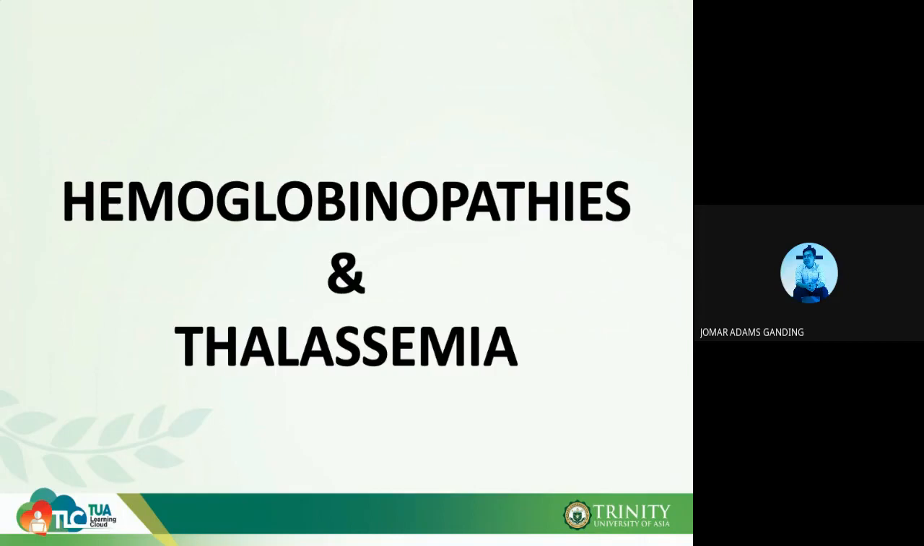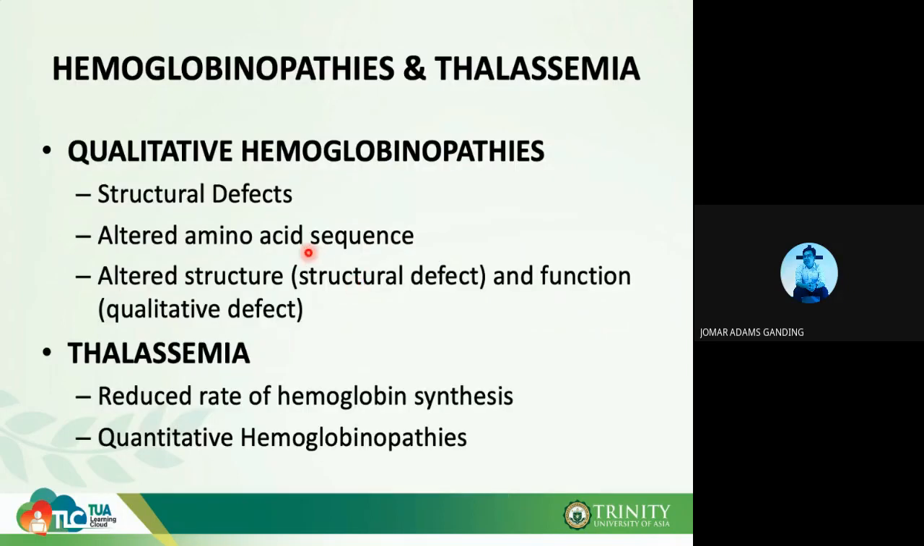But the difference, and why we have thalassemia separate, is that qualitative hemoglobinopathies are called structural defect hemoglobinopathies, okay? Your structural defect hemoglobinopathies. This is due to an altered amino acid sequence. Because there is a mutation in our DNA, when it is translated into your protein, there will now be an alteration in the amino acid sequence.